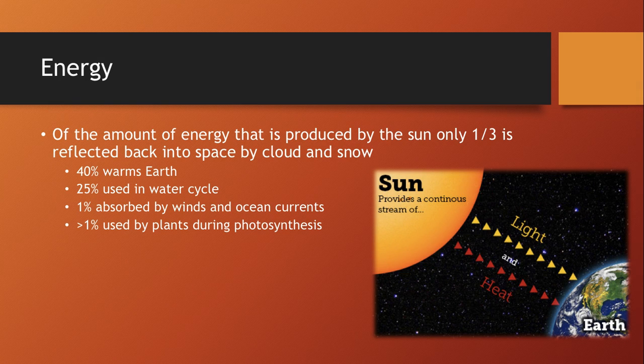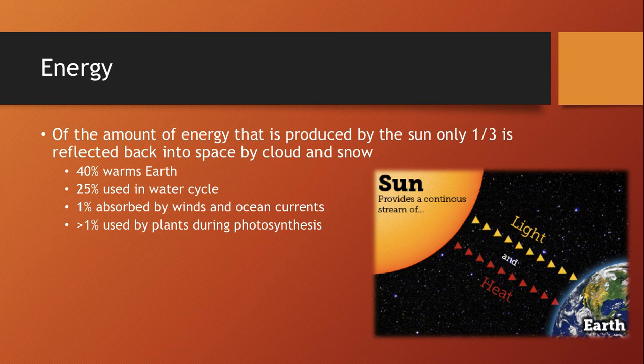So this energy that is produced by the sun is just a massive amount. And of the amount of energy that is produced by the sun, only 1/3 of it is reflected back into space by clouds and snow. 40% of this energy warms the Earth.